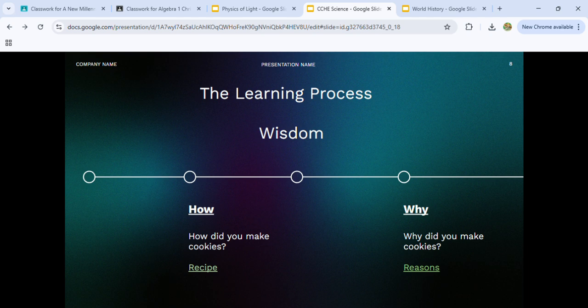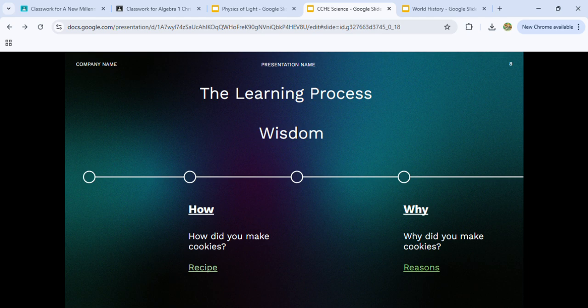Why were the cookies made? Why helps us with what are the reasons behind it. Why would someone make cookies? Well, if you click on the link, it would talk about all of the different AI-generated reasons why people make cookies. There's emotional reasons. There's physical reasons. There is, I made cookies because I was hungry. I made cookies because I was sad and I'm an emotional eater.